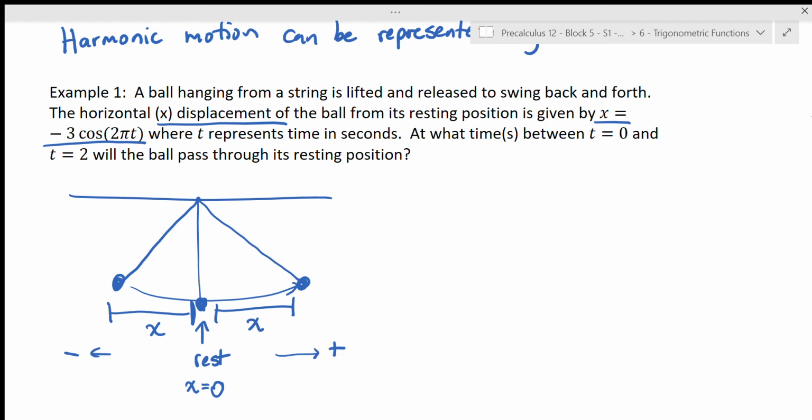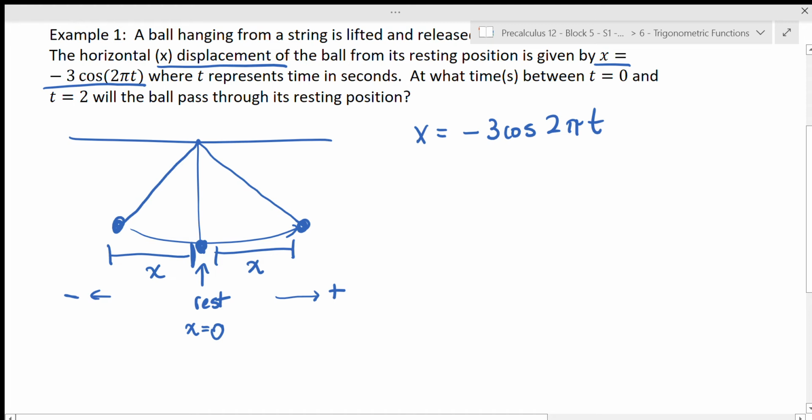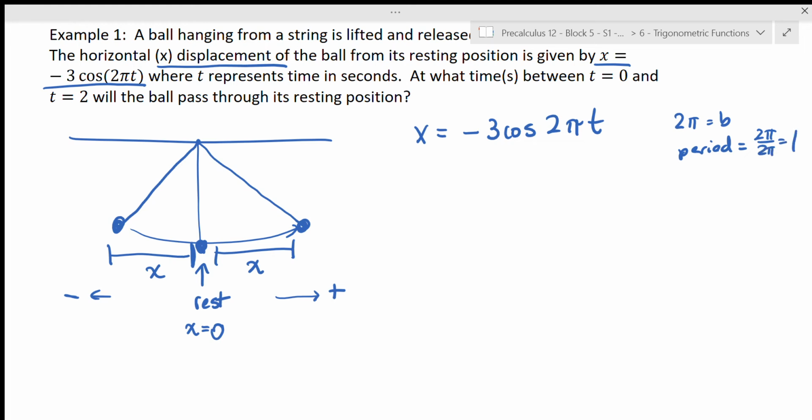So let's write down what does our equation look like. So we have x equals negative 3 cosine 2 pi t. So we'd actually like to be able to get some kind of idea of what that graph might look like. So we have negative 3 cosine of 2 pi t. So as in the last unit, we've got 2 pi is our b. So our period equals 2 pi over b. So 2 pi over 2 pi, which is 1. So our period is 1 second. And that's how long it takes to go through an entire swing.